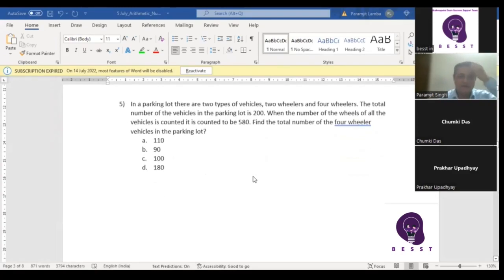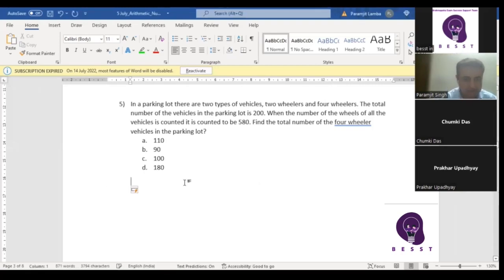In a parking lot, there are 2 types of vehicles, 2-wheelers and 4-wheelers. The total number of vehicles in the parking lot is 200. So A plus B equal to 200. When the number of wheels of all vehicles is counted, it is counted to be 580. So all 2-wheelers and all 4-wheelers combined make 580 wheels. Find the total number of 4-wheeler vehicles in the parking lot. How will we calculate this?